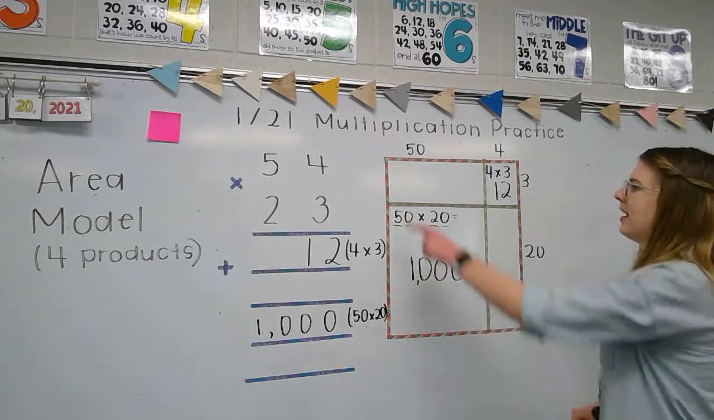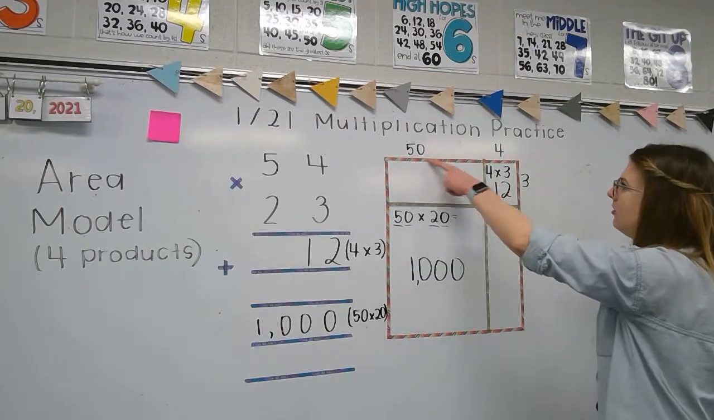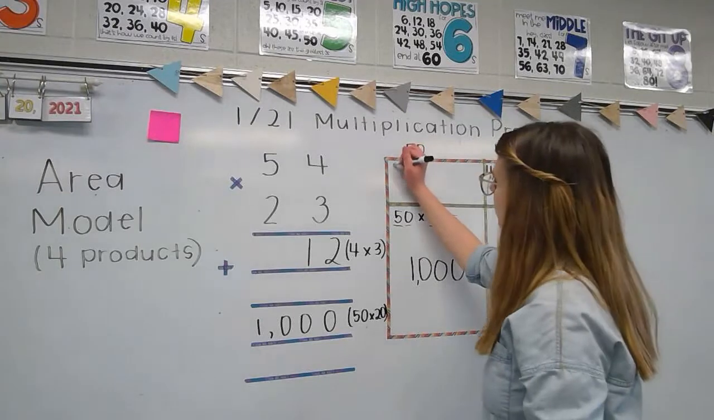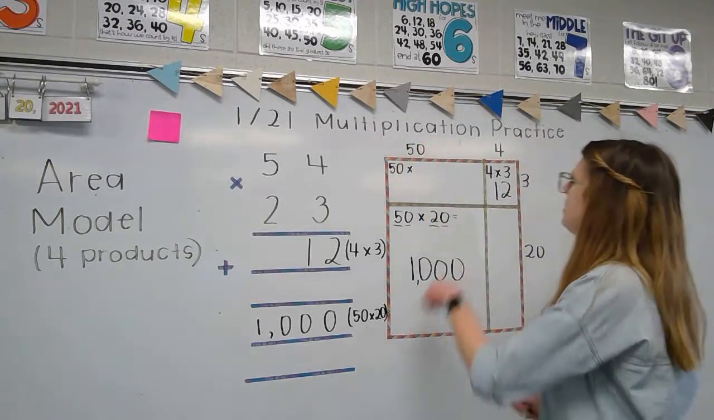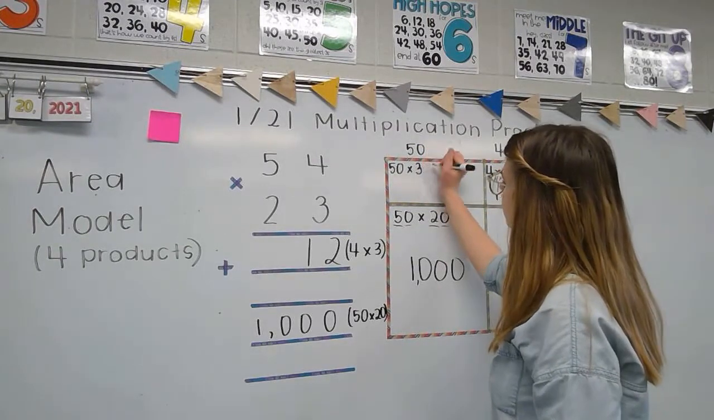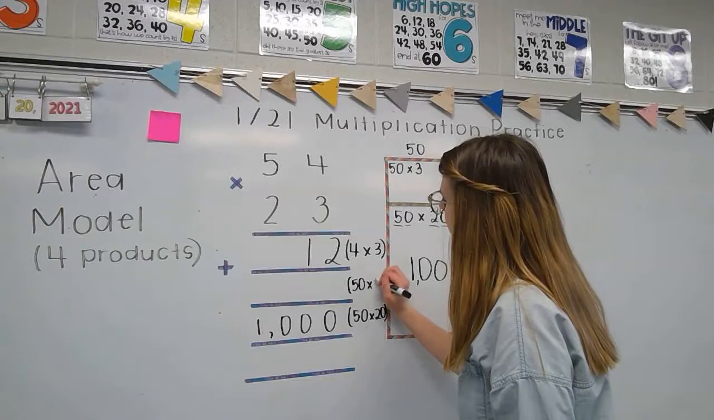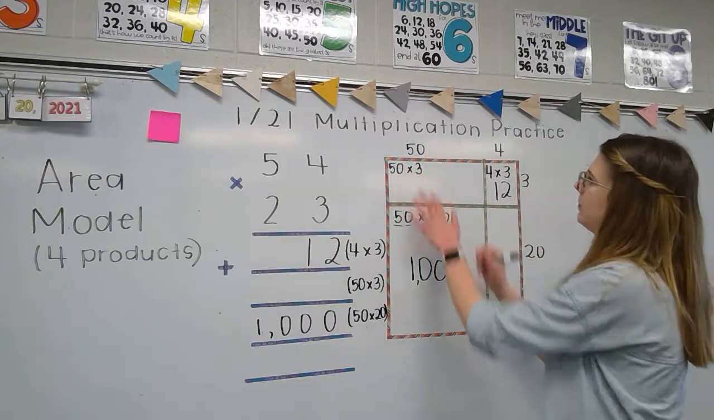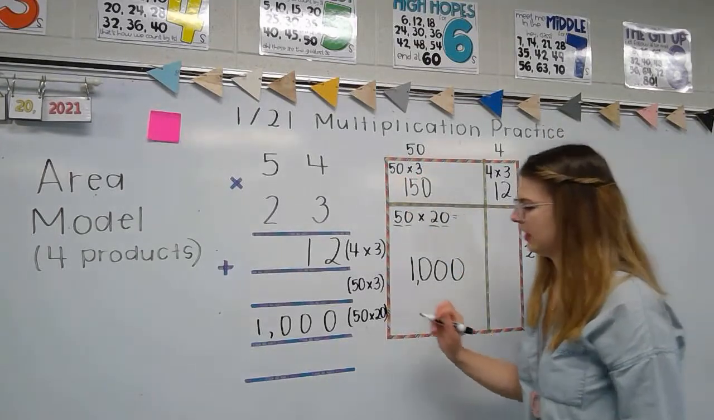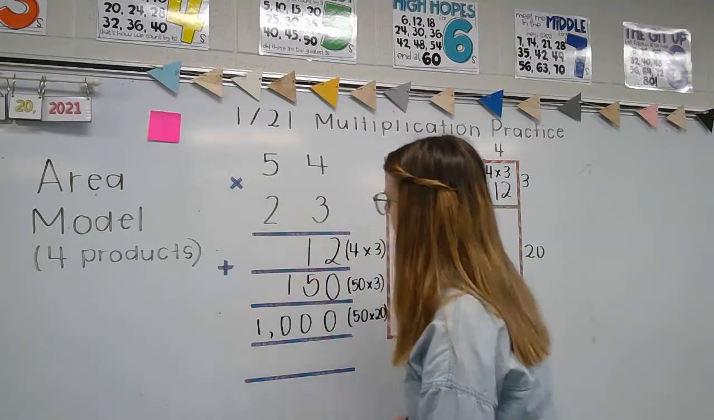Okay, for my next partial products, I have to multiply a big number times a small number because this rectangle has a large side and a short side. So this one's going to be 50 because it's 50 across times 3 because it's 3 in length going down. Five times 3 is 15. Put another 0 at the end of my number. That means my partial product is 150.